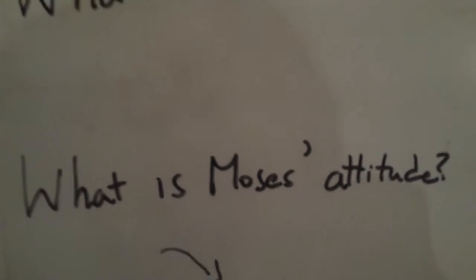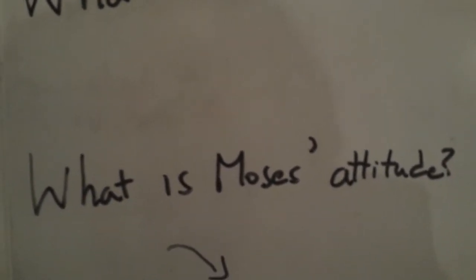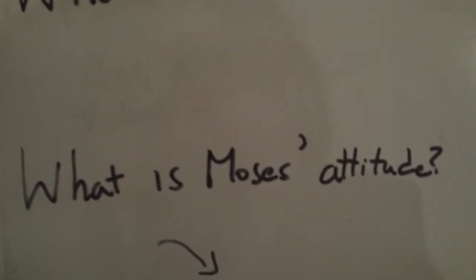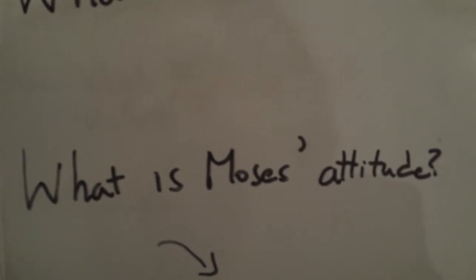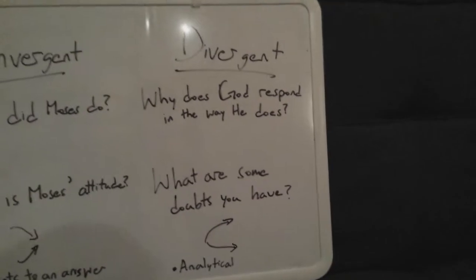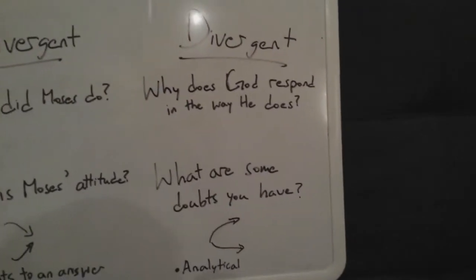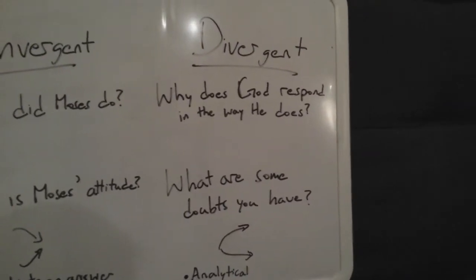This one seems a little more abstract, but there still seems to be more of a singular answer. Moses' attitude is more about fear and doubt, that kind of stuff. Doesn't leave too much room for analysis. The analytical questions are divergent questions. These are the ones that really open up for discussion and for interpretation.